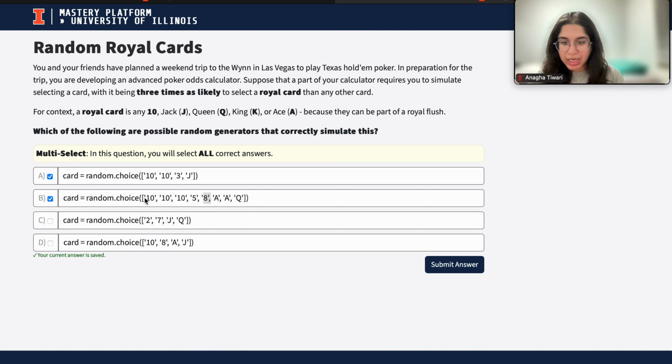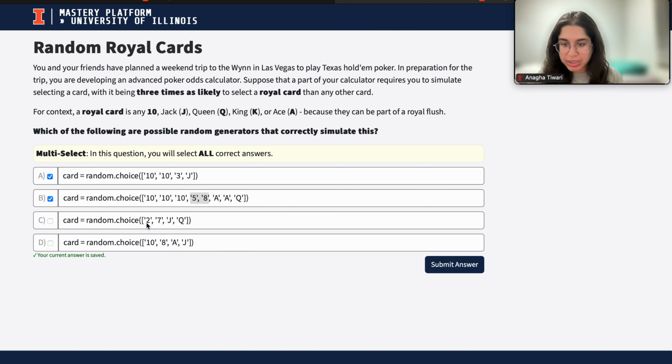So the probability of picking a royal card is 3 times as likely as a non-royal card, because the probability of picking a royal card is 3 out of 4, but the probability of picking any other card is going to be 1 out of 4. Because there's the 5 and 8, there are 2 instances of a non-royal card out of 8 total cards. So answer choice B is also correct.